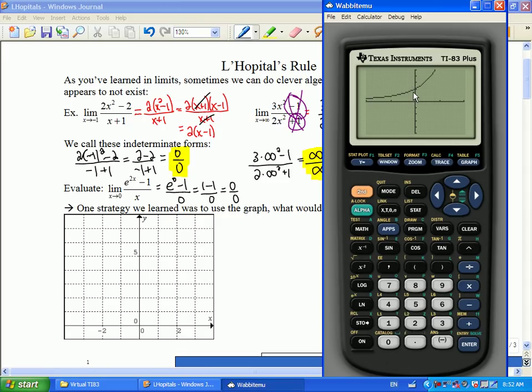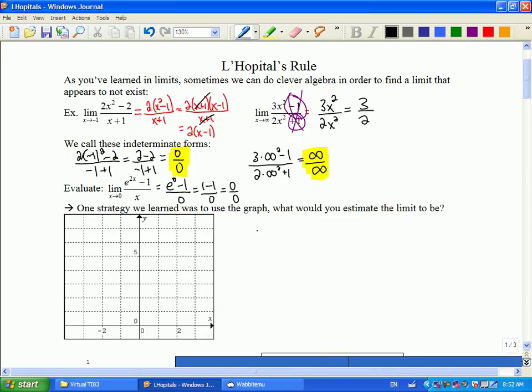I can approach from the left. I can approach from the right. It looks like it's well behaved. So let's try and put in what we've got here. Something like this.